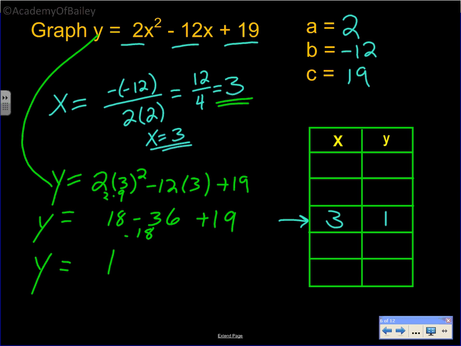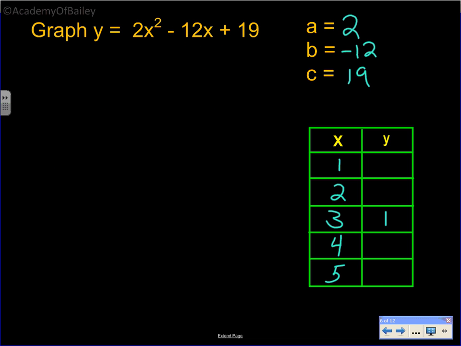So now the next step is to just go ahead and figure out some x values that you want to use. Go down 1, and then you go up 1, and then from the vertex you go down 2, and then from the vertex you go up 2. You're trying to make those equal distance apart from the vertex. So let's go ahead and do those calculations.